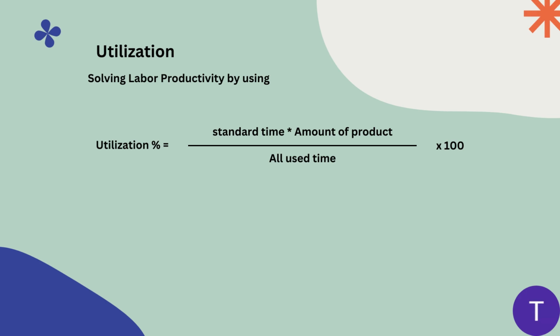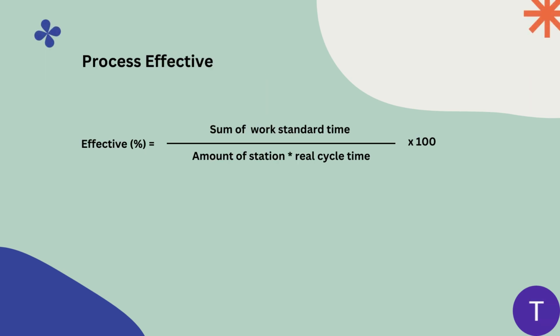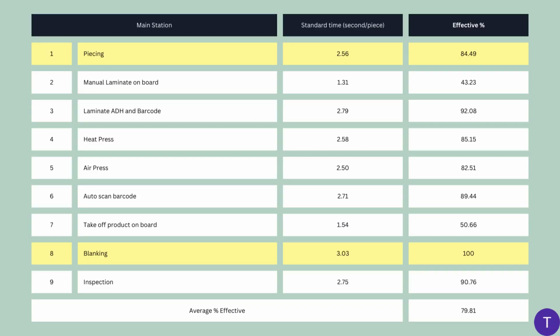The second one is utilization. We solve utilization by using this formula: utilization equals standard time multiplied by amount of product divided by all used time and multiplied by 100. The last one is process effectiveness. Effectiveness equals the sum of work standard time divided by the amount of sessions multiplied by the takt time and multiplied by 100.